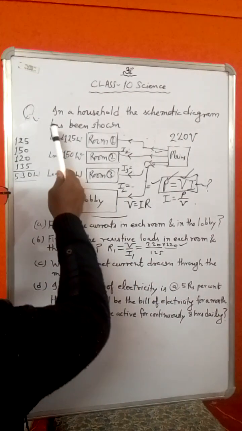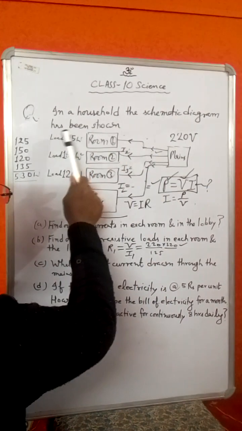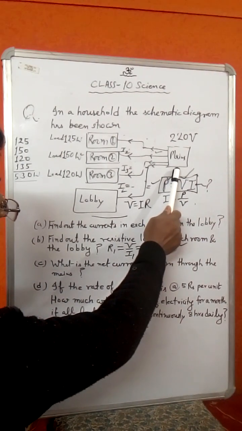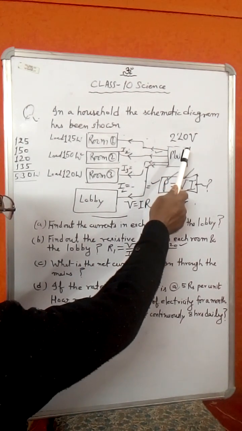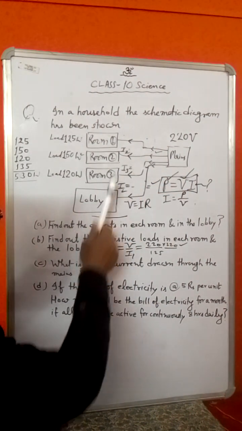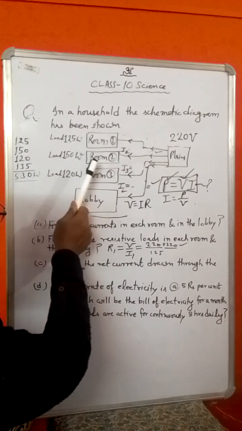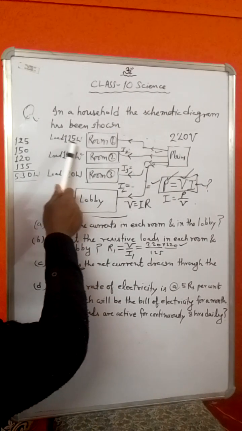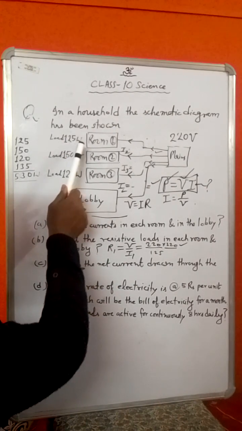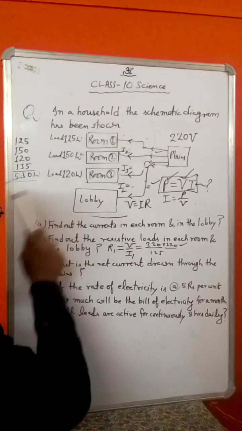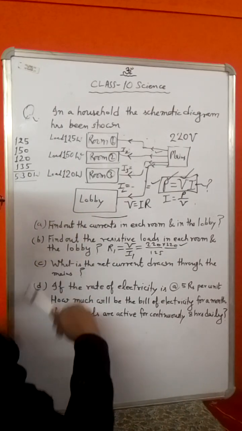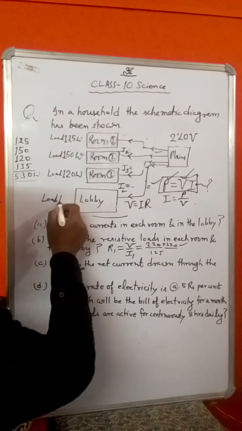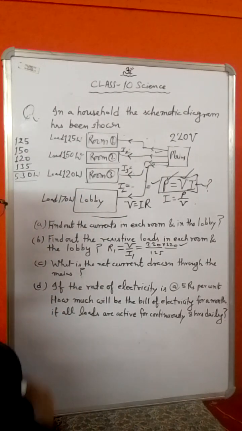In this problem it has been given that in a household the schematic diagram has been shown like this. Now you see here, this is the mains from where 220 volt has been supplied to all the rooms. How many rooms are here? Room number 1, room number 2, room number 3 and a lobby. And the respective wattage of load has been given as 125 watt, 150 watt, 120 watt. And in the lobby, the load has been given as 170 watt.